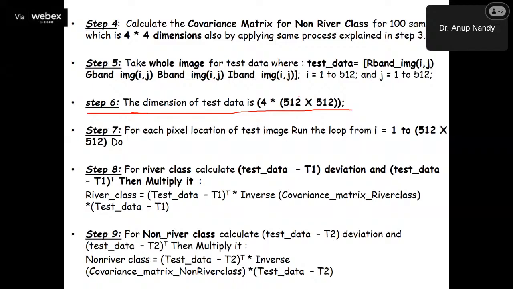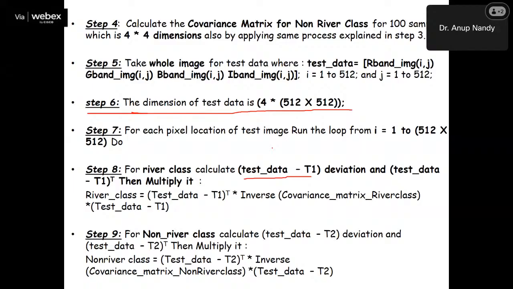If it belongs to omega 1, the river class, make it 255. If it belongs to omega 2, the non-river class, make it 0. So for each pixel location you loop from i equal to 1 to 512 into 512. For the river class, you have to calculate test data minus T1 and test data minus T1 transpose. This portion is nothing but the formula of the multivariate Gaussian.